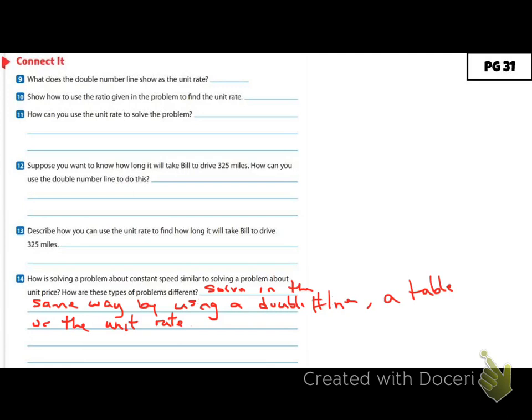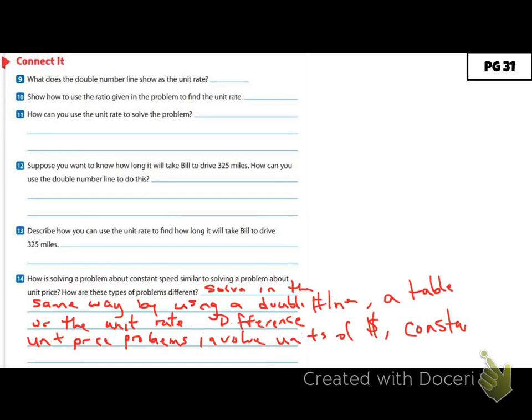The difference, okay, so now we're going to look at the difference. The difference is that unit price problems involve units of money, whereas constant speed problems involve units of time and distance. I'll give you a second to write that down.